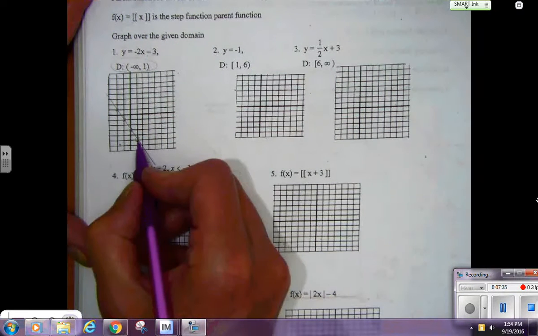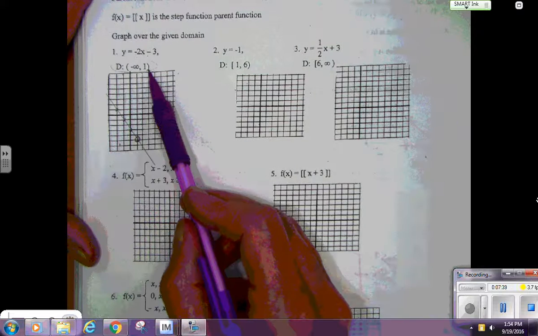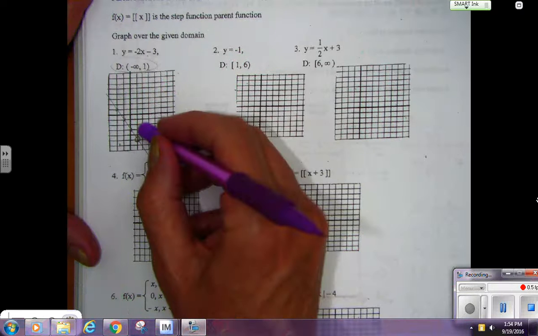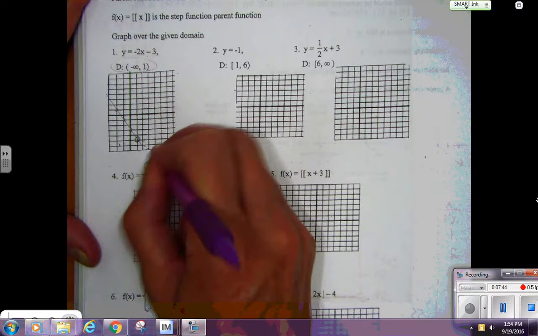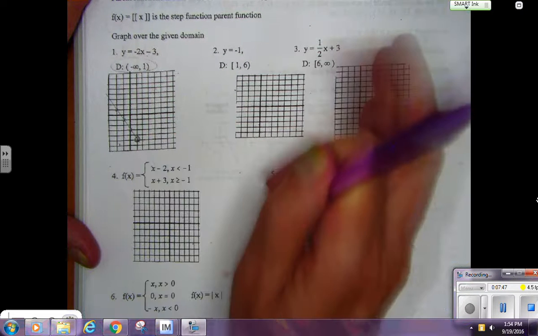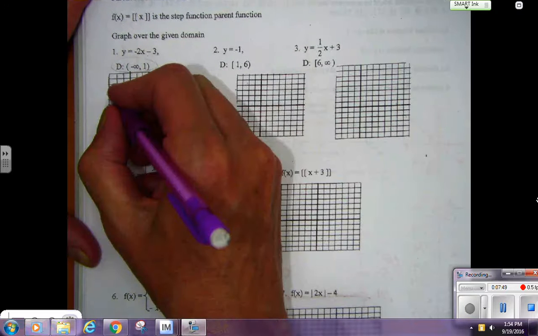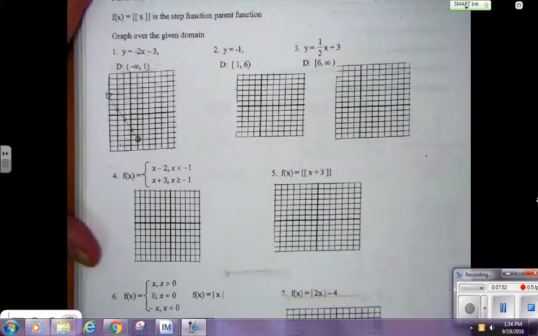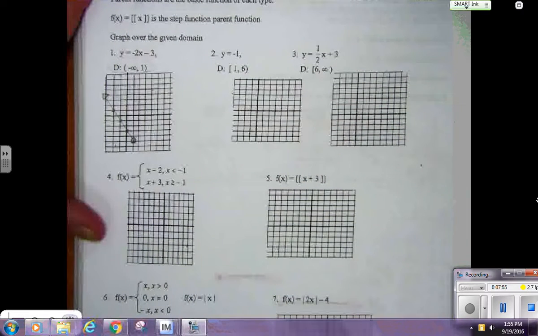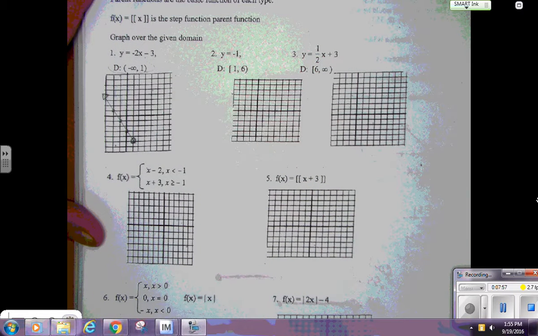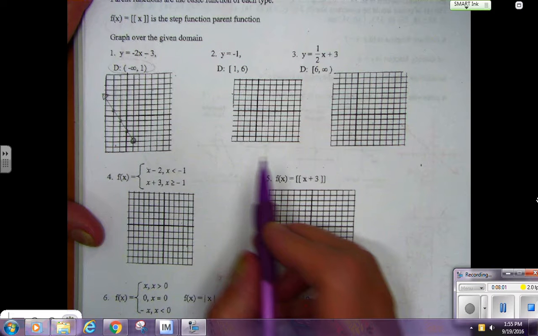So I'm going to put an open circle there because 1 is not included. They're using a parenthesis. And everything to the right of that, I'm going to erase because I don't want any of that stuff on my final graph. I'm going to put an arrow on the other end to show that it keeps going to negative infinity. And that is your graph. Any questions? Okay, let's look at the next one.